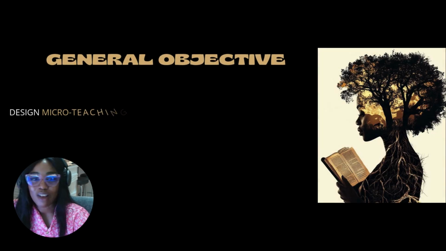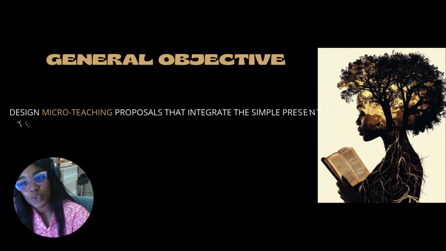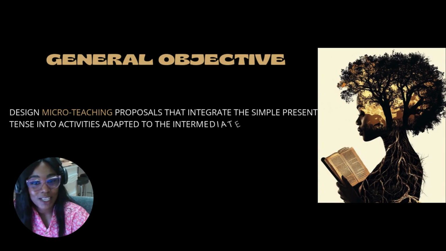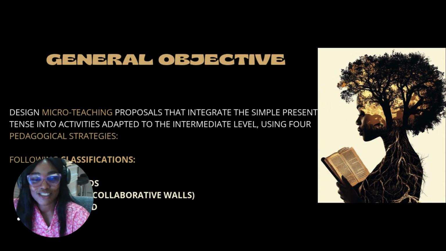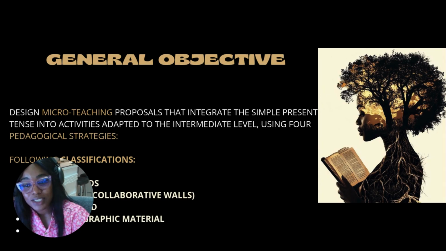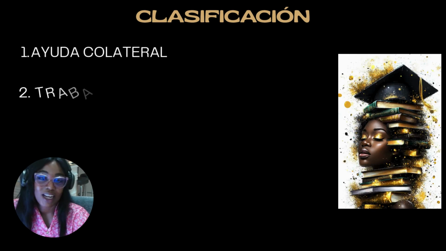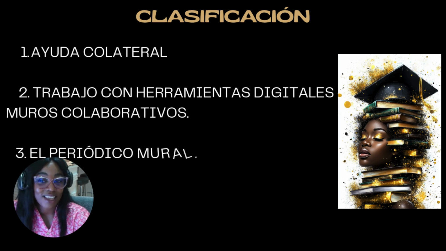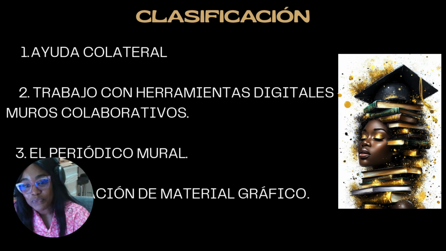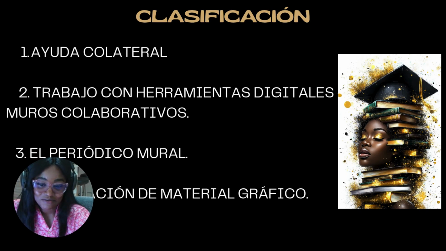Now we have our general objectives. What are they? To design a micro-teaching proposal that integrates the simple present tense into activities adapted for intermediate levels using four pedagogical strategies. We're about to see those strategies in our classification tool, which is in Spanish: ayuda colateral, trabajo con herramientas digitales, periódico mural, o programación de material gráfico. In those cases, they will be collateral aids, digital tools, bulletin board, and the creation of a graphic material.